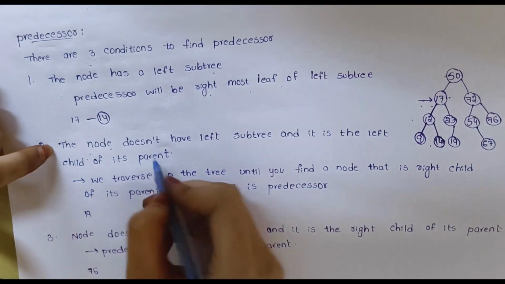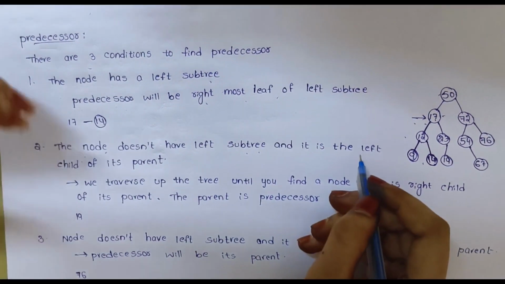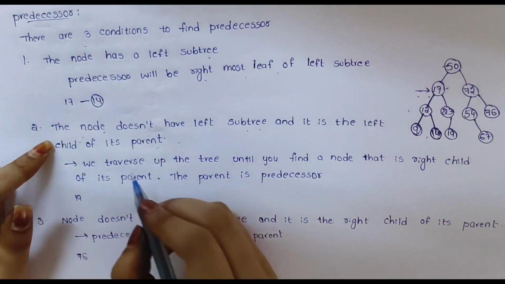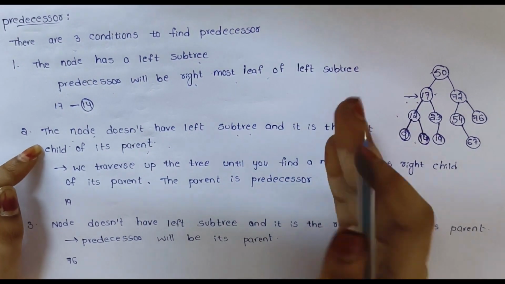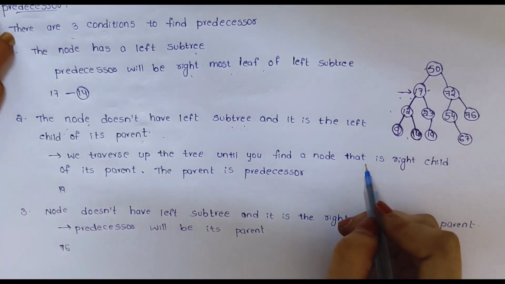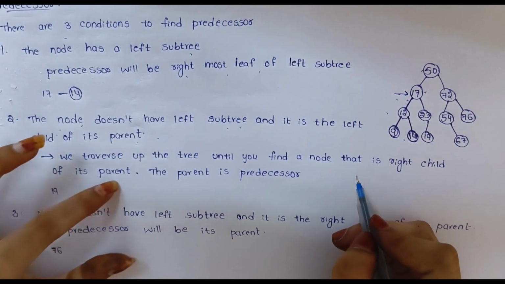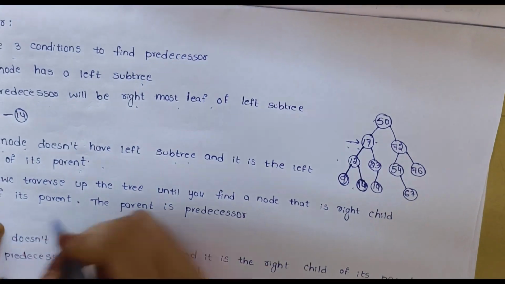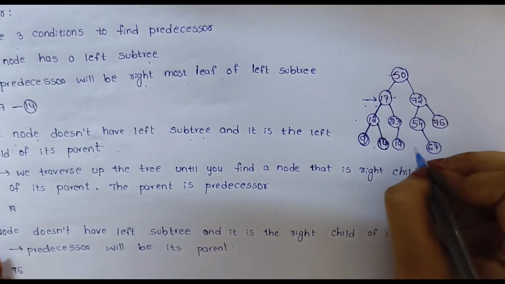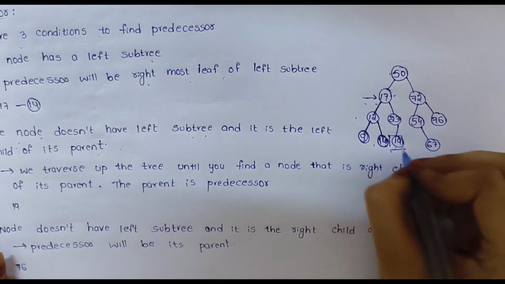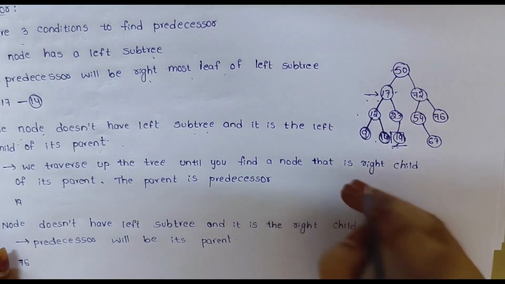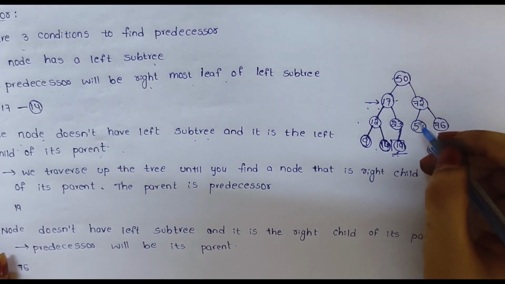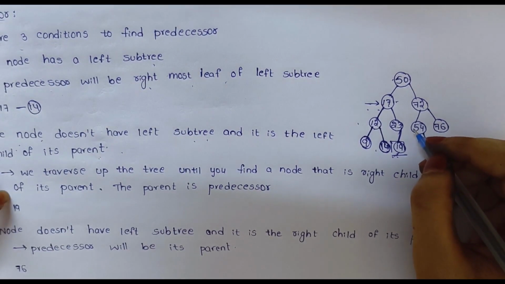To find the predecessor of a given node, we have to check whether it has a left subtree or not. If it doesn't have a left subtree and it is the left child of its parent, in this case we have to traverse up the tree until we find a node that is the right child of its parent. In this case, the parent will be the predecessor of the given node. For example, if you want to find the predecessor of 19, 19 doesn't contain any left subtree. In this case, we have to traverse up until we find a node that is a right child.